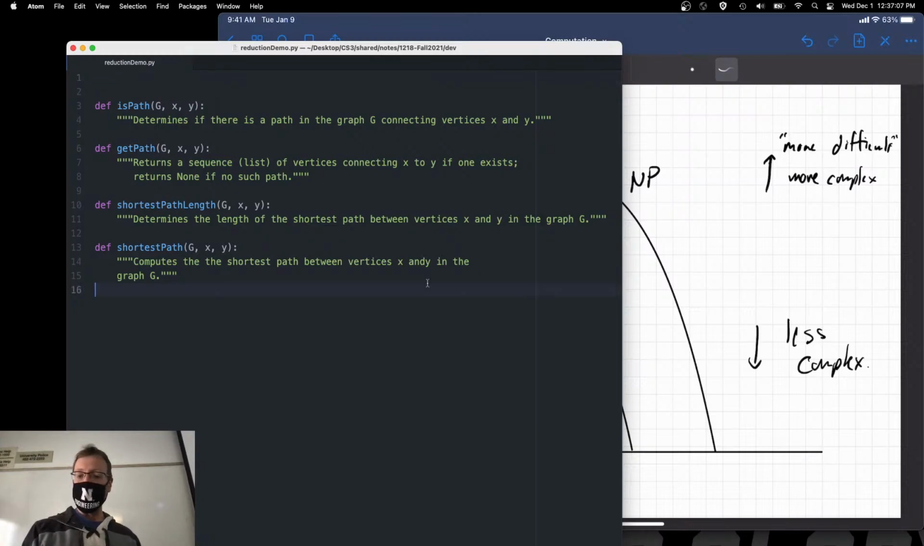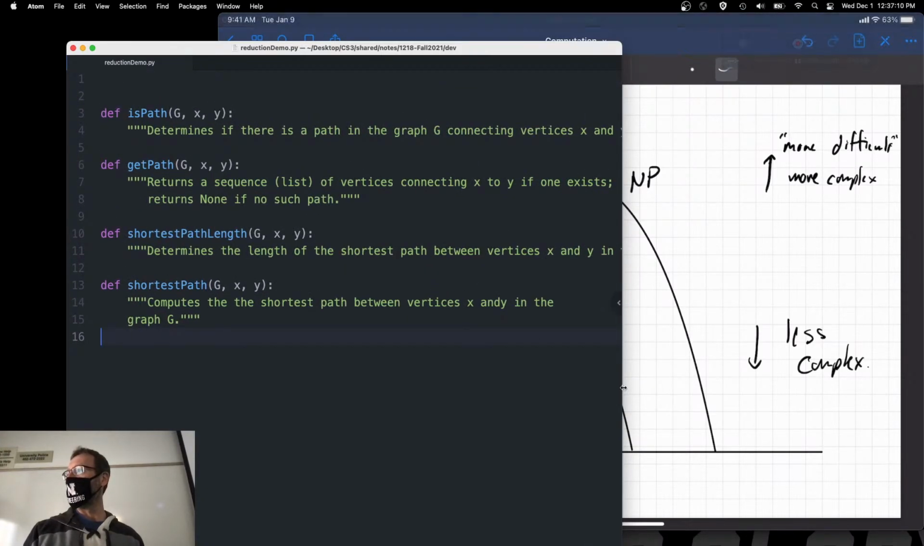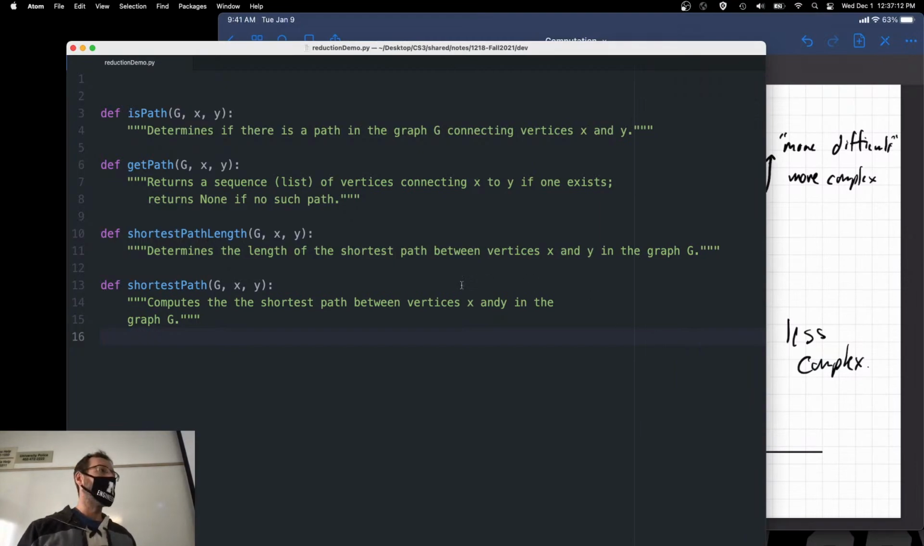So let's take a look at this example right here. Let me go ahead and increase the size here. There we go. This is Python code. It's not real Python code, but you've done stuff like this before already with your previous homeworks. And so I've defined these four functions here. Each one of these functions is a generic algorithm that solves a problem. For example, is path. What problem does that solve? It determines if there is a path in G between X and Y. Directed, undirected, it doesn't matter. This is the connectivity problem. So this function solves that problem.